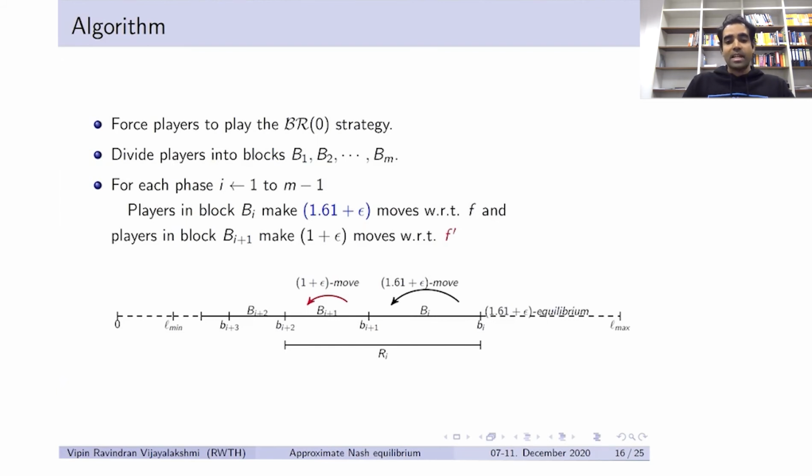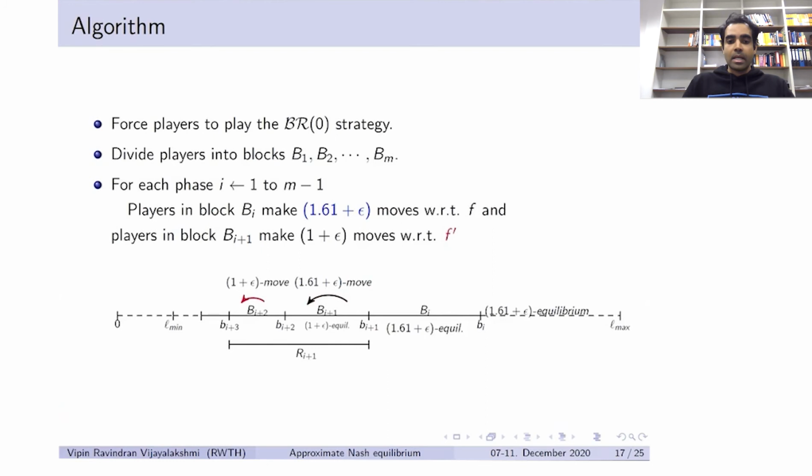In the next phase, that is phase i+1, players in the block Bi+1, who were already in a 1 plus epsilon approximate equilibrium with respect to f prime, now make a 1.61 plus epsilon move with respect to the original cost functions, and players in the block Bi+2 make a 1 plus epsilon move with respect to the modified cost function. At the end of the algorithm, that is at the end of phase m minus 1, all the players are in a 1.61 plus epsilon approximate equilibrium with respect to the original cost function.